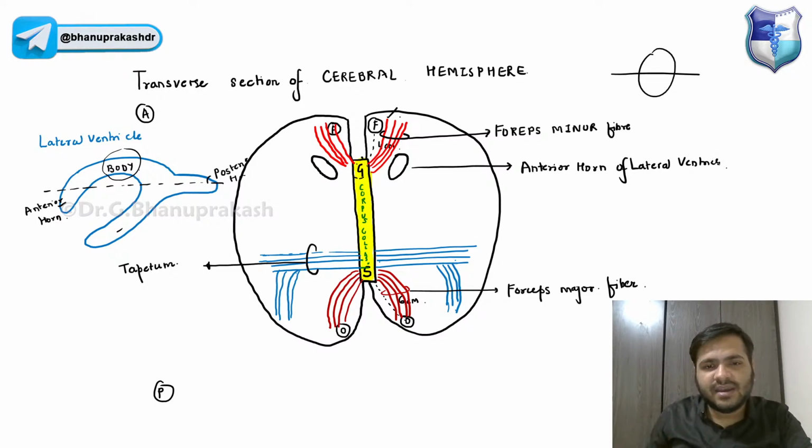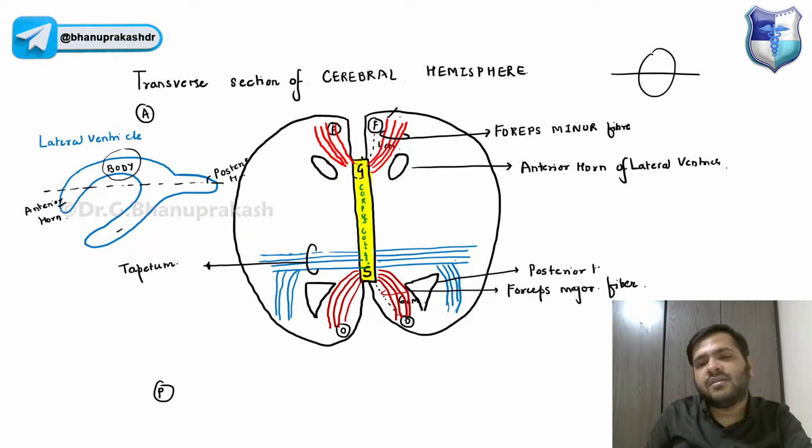And guys, posteriorly we have this posterior horn of the lateral ventricle. Yes, this is the posterior horn of the lateral ventricle. So I've cut the transverse section in such a way that we can see only the horns over here, the posterior horn of the lateral ventricle.